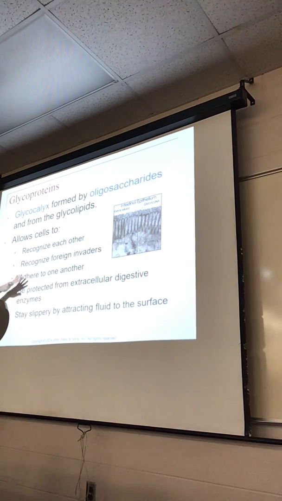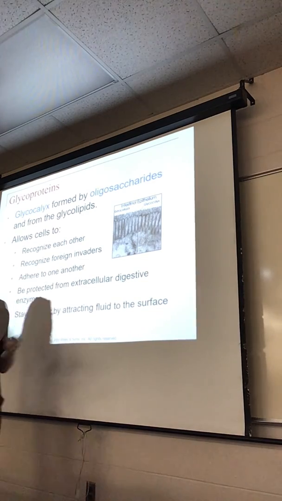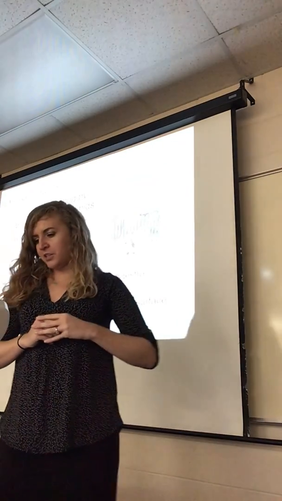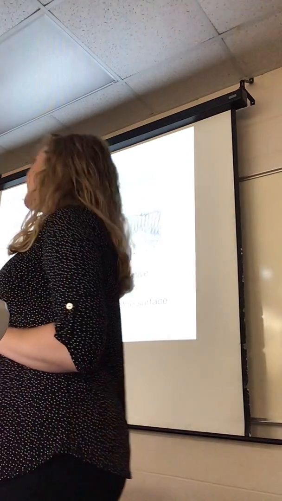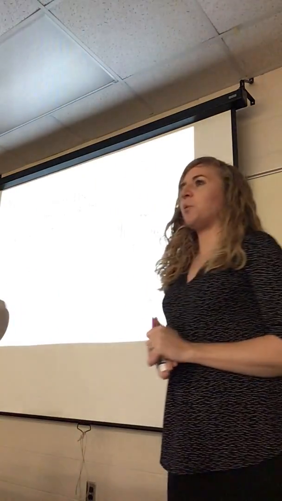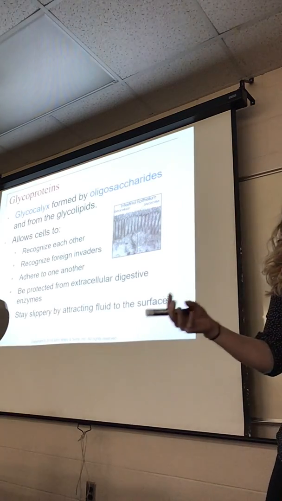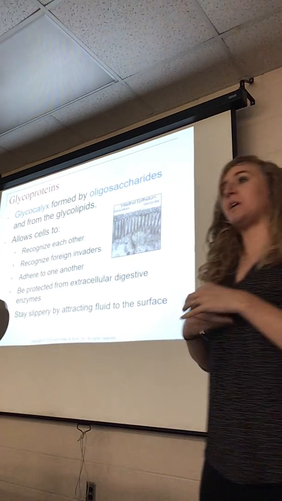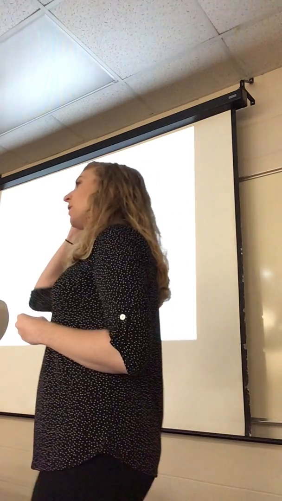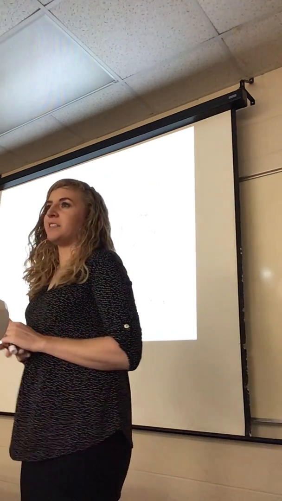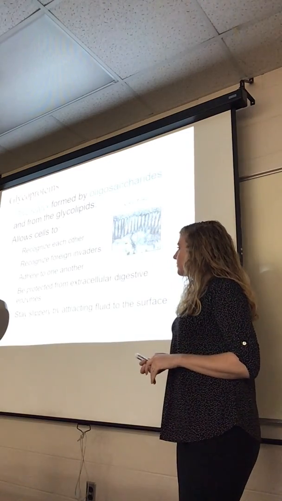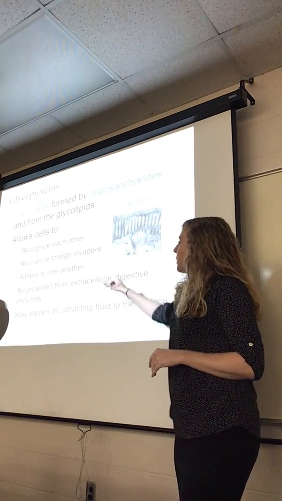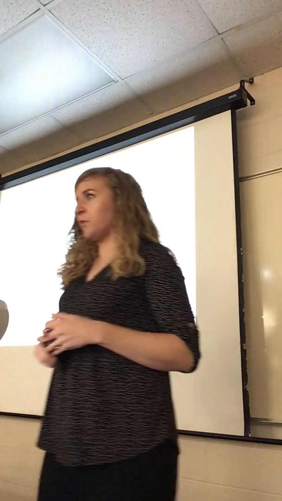It can also allow cells to adhere to one another. So cells can group together based on this sugary coating. For instance, during blood clotting, you have little platelets that tend to clump together that stop you from bleeding out. People might have some bleeding abnormalities if they have a low platelet count. They also help protect the cell from being digested.